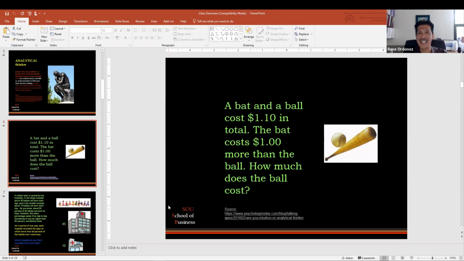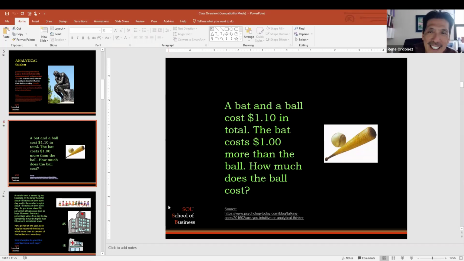So anybody who has another answer? Elisa? 5 cents. Okay. So we have two answers: 10 cents, 5 cents. How did you arrive at your 5 cents, Elisa? Well, if the bat is $1 more than the ball, then I made a formula in my mind, and I thought if it was 5 cents, then the bat would be $1.05, and that would add up to $1.10.